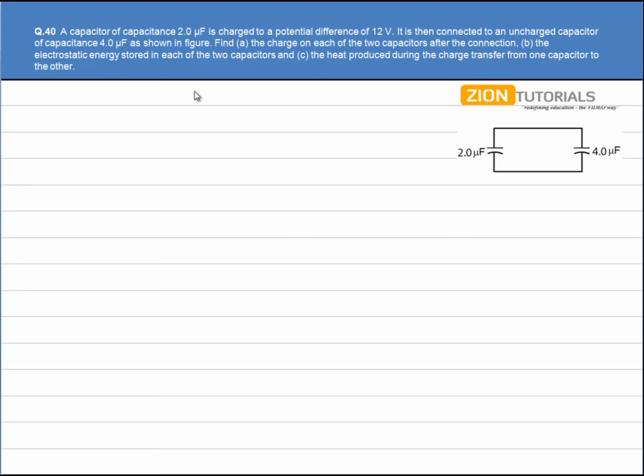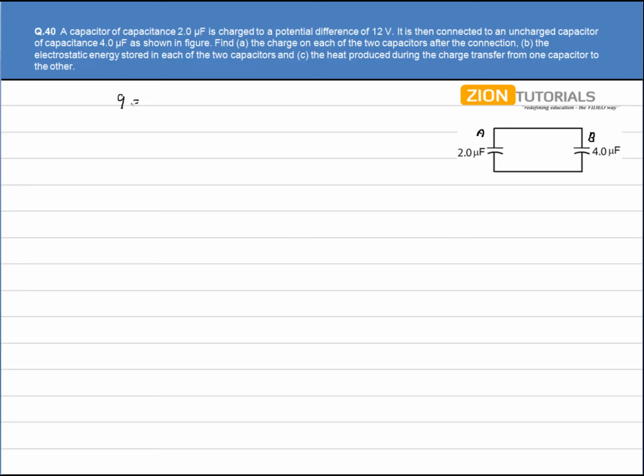A capacitor of capacitance 2 microfarad is initially charged to a potential difference of 12 volt. So first of all we can calculate the initial charge that will be present on the 2 microfarad capacitor. Let's name it as A, and this is my second capacitor B.